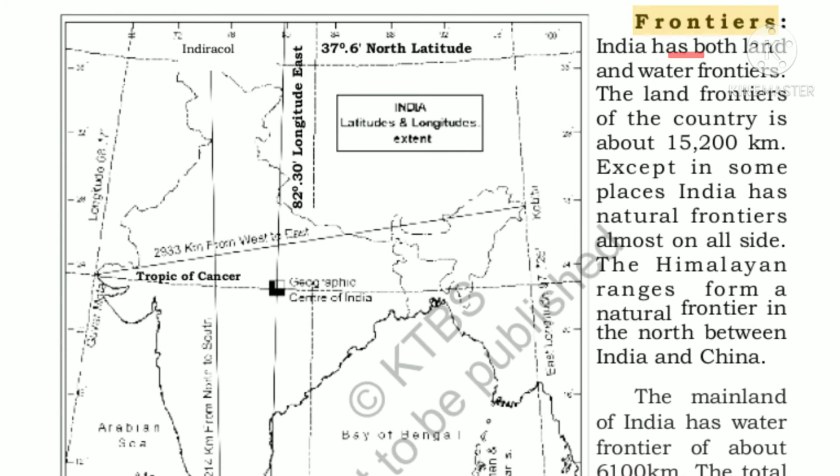Frontiers. India has both land and water frontiers. The land frontier of the country is about 15,200 kilometers. Except in some places, India has natural frontiers on almost all sides. The Himalayan ranges form a natural frontier in the north between India and China.